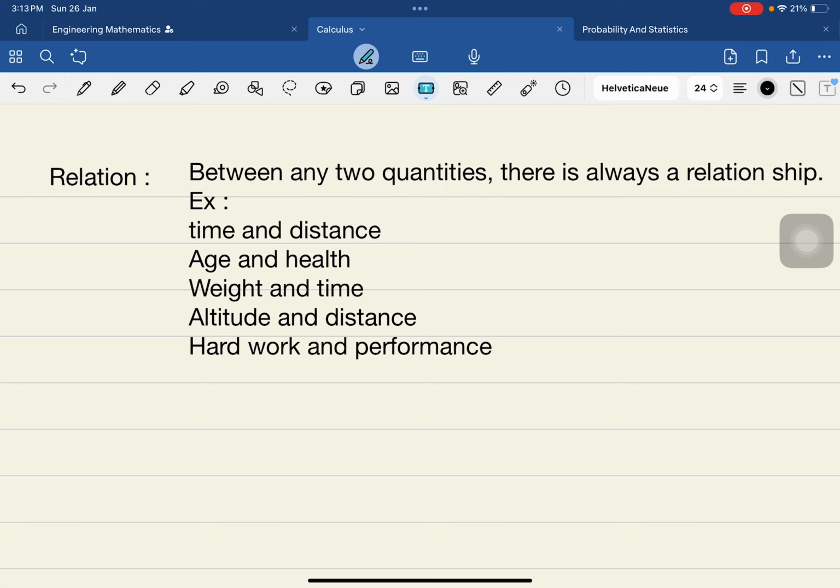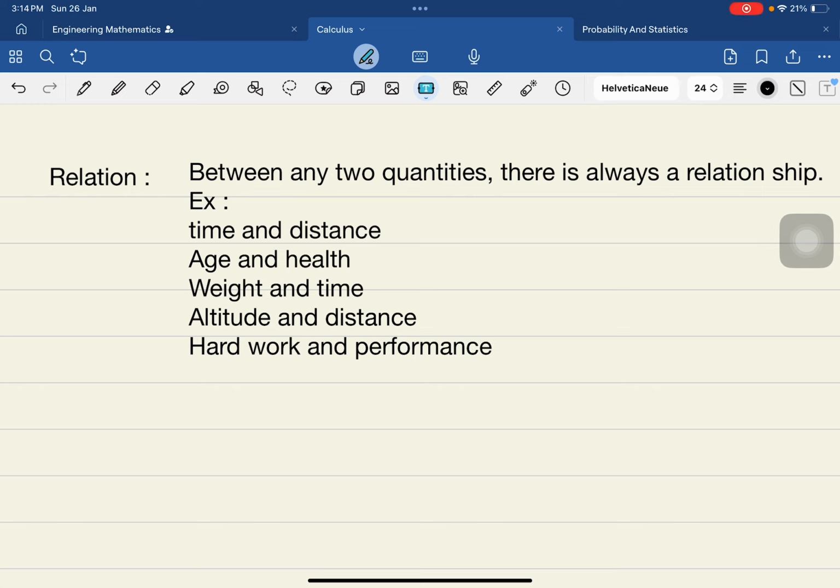For example, if you take time and distance, when the time increases, the distance also increases. And age and health: as the age increases, the health automatically deteriorates. Similarly, the weight of a growing child: as time passes, the weight of the growing child also increases. And altitude: as the altitude increases, the distance also increases.